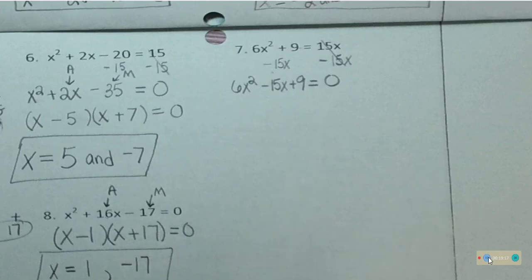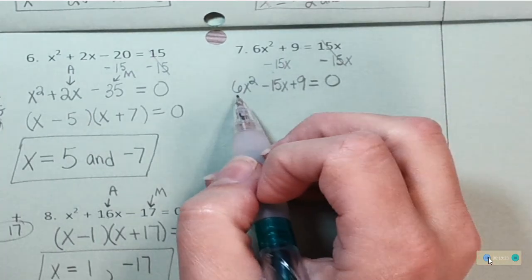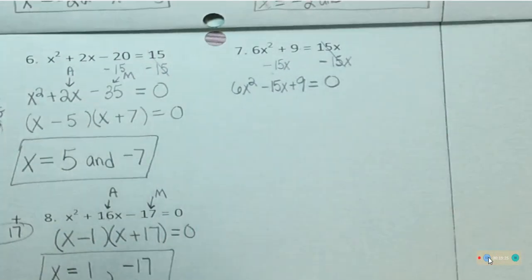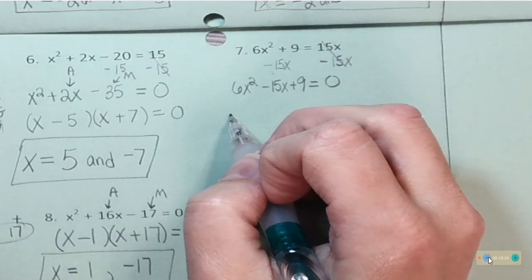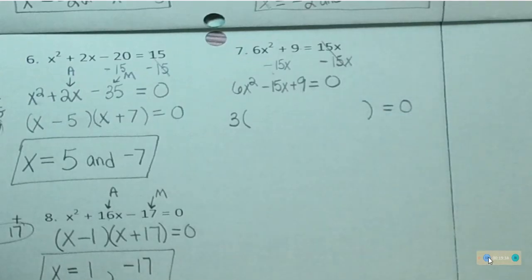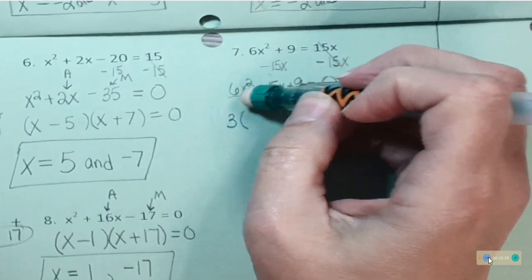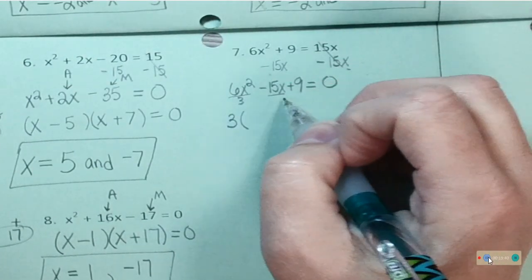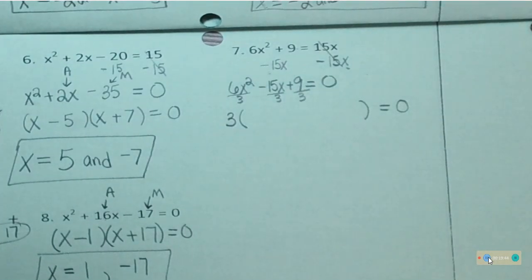Now, I have to factor, okay? I start by saying, do I have a greatest common factor between 6, 15, and 9? What is the biggest number they will all divide by? 3. All right. So, give myself a little more room there. I'm going to divide each of these by their greatest common factor of 3, and then we have to tell what's left over.